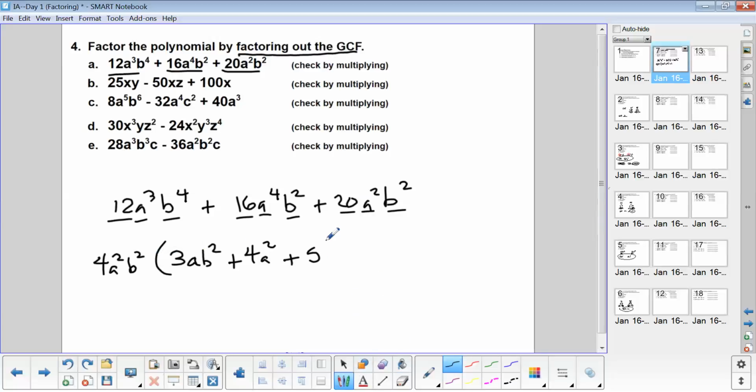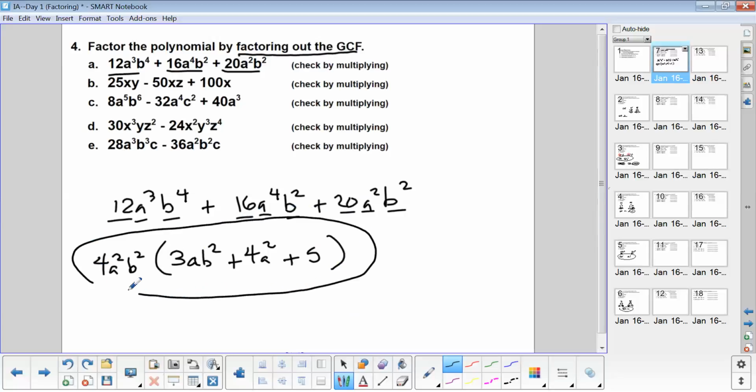So what we have is this would be our factored form. Notice these numbers here, 5, 4, and 3. They don't have anything in common besides 1. So that tells us that we were correct in finding our greatest common factor of 4.